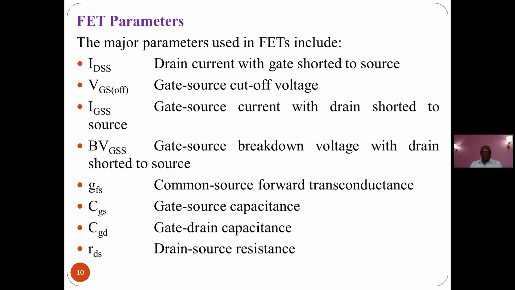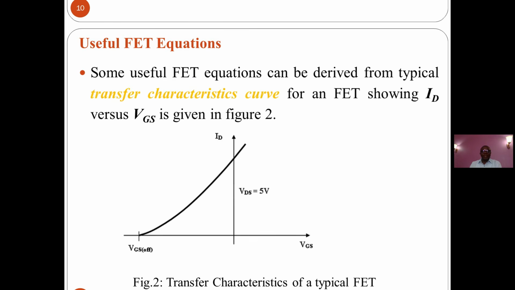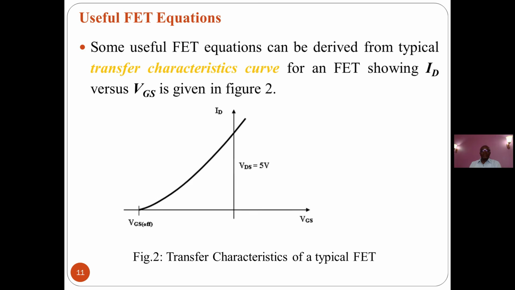G subscript fs, which is common source forward transconductance. C subscript GS, which is gate source capacitance. C subscript GD, which means gate drain capacitance. And R subscript DS, which means drain source resistance. Now, let's see how these terms are used effectively in the FET equations.